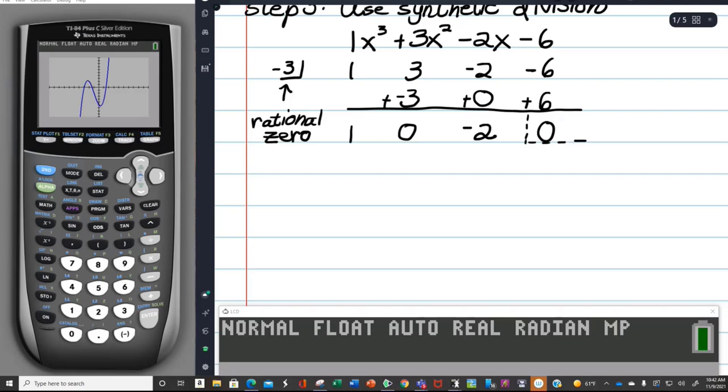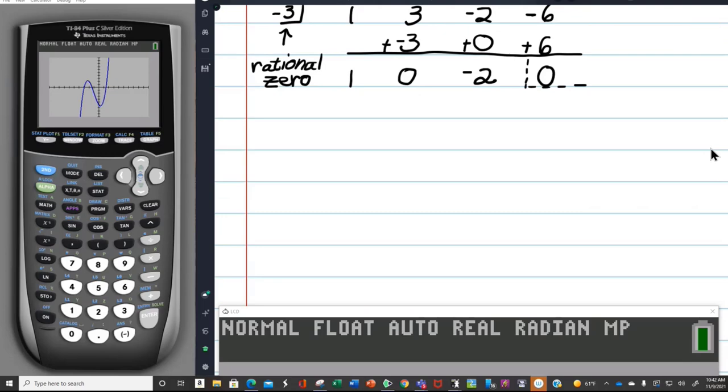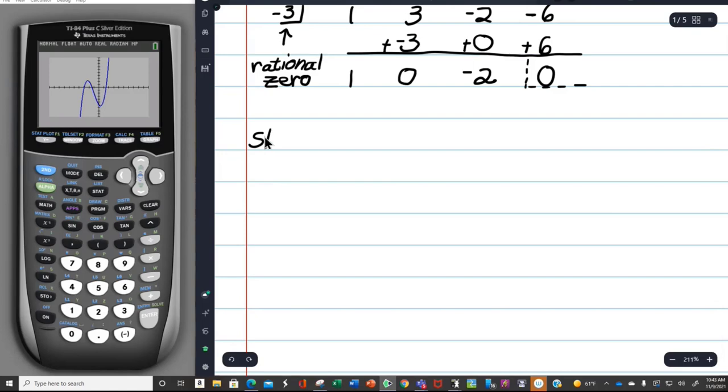So now I am going to move on to step 4: find the other zeros.